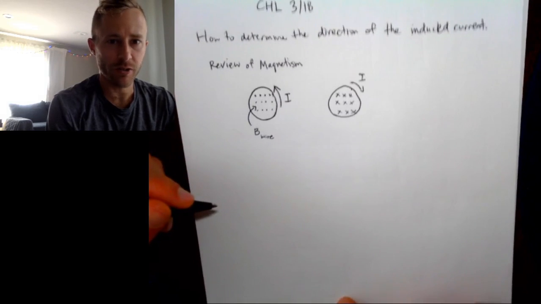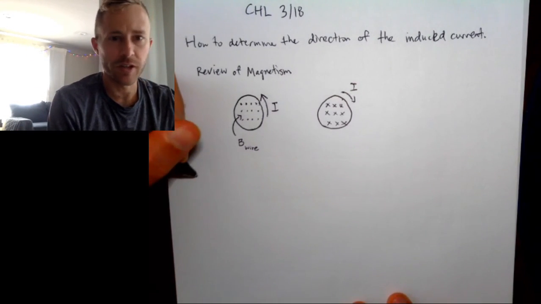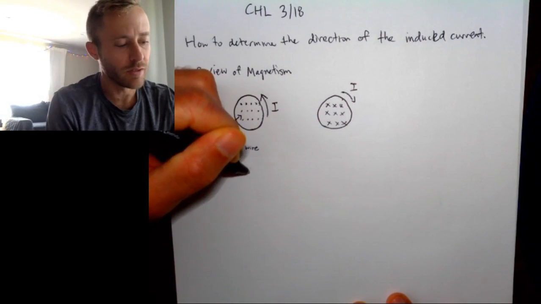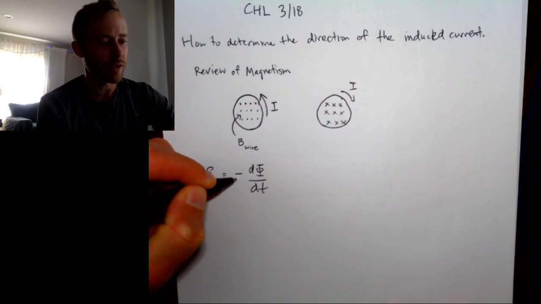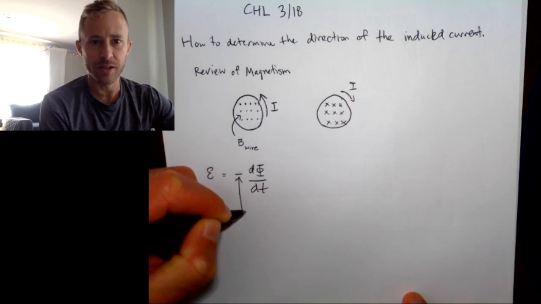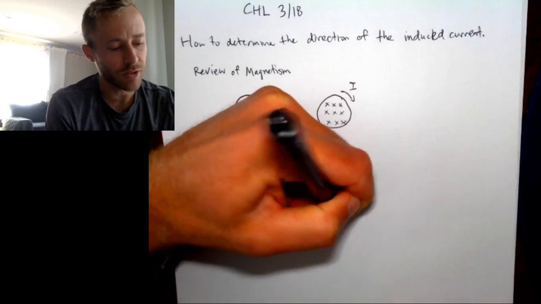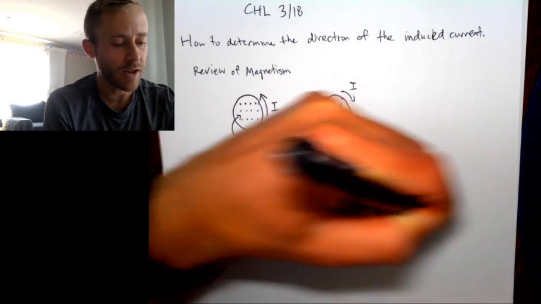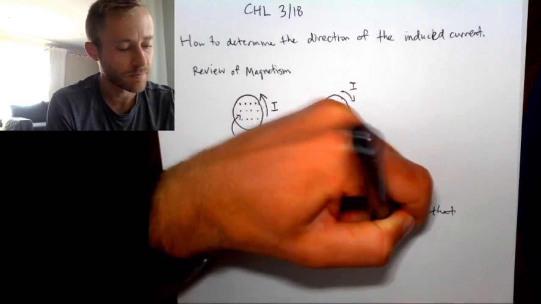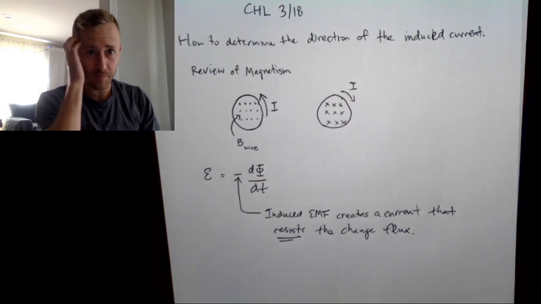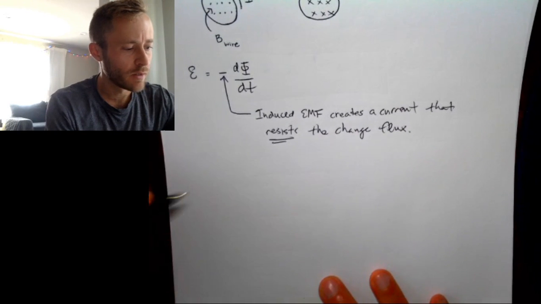So if we go to Faraday's law of induction, Faraday's law of induction says that the induced EMF is minus the derivative of the magnetic flux with respect to time. The key thing here is this minus sign. This minus sign says that the induced EMF creates a current that resists the change in flux. So the best way to do this is to just dive into it.